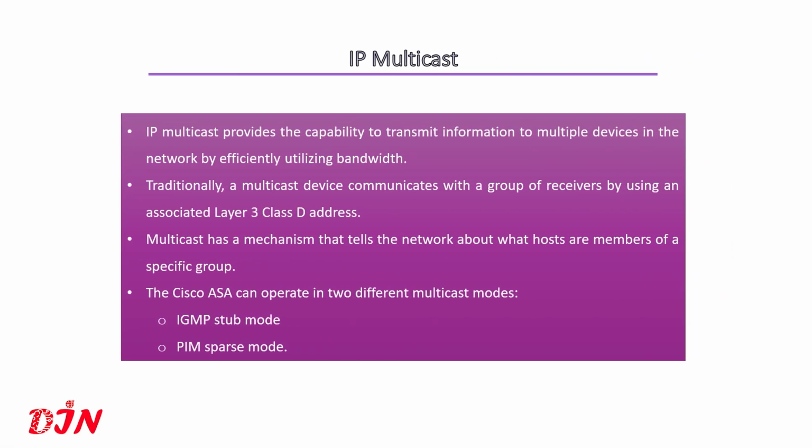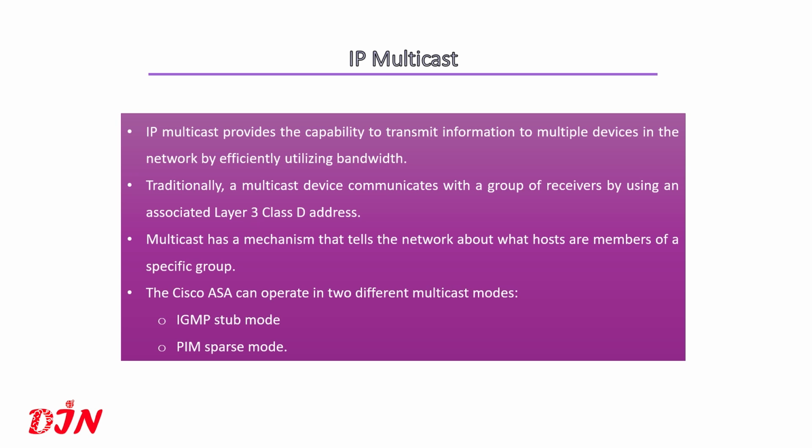IP Multicast. IP Multicast provides the capability to transmit information to multiple devices in the network by efficiently utilizing bandwidth. Several video and audio applications use IP multicast as their method of communications. Additionally, some of the routing protocols covered earlier use multicast. These routing protocols include OSPF, EIGRP, and RIP version 2. Many other applications such as database, replication software, and emergency alert systems also use IP multicast.